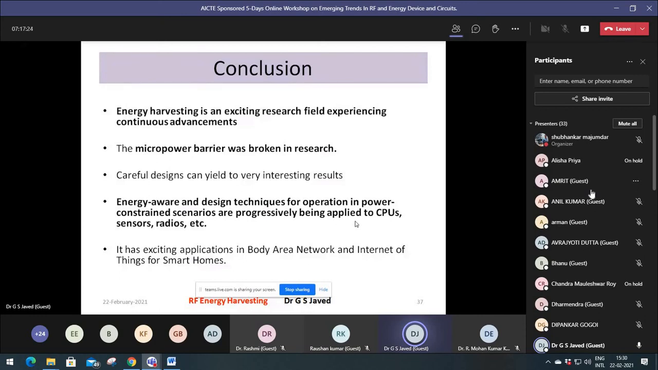Healthcare and fitness apps are great applications for a body area network, and a lot of research work and products are being developed as a matter of convenience within energy harvesting.